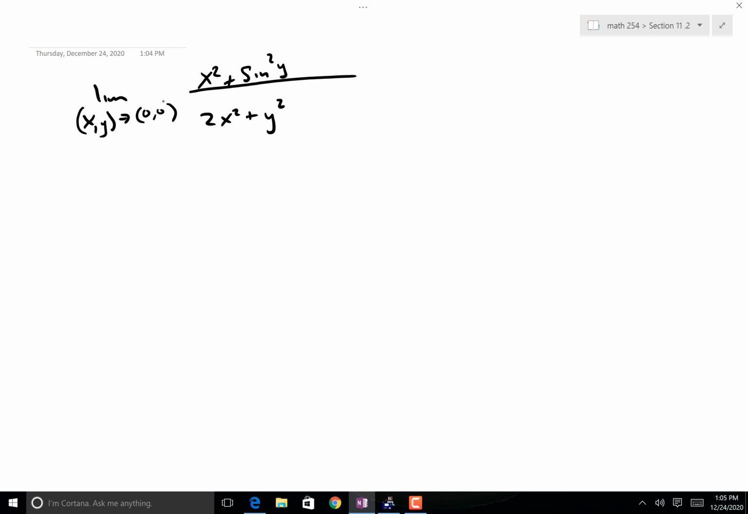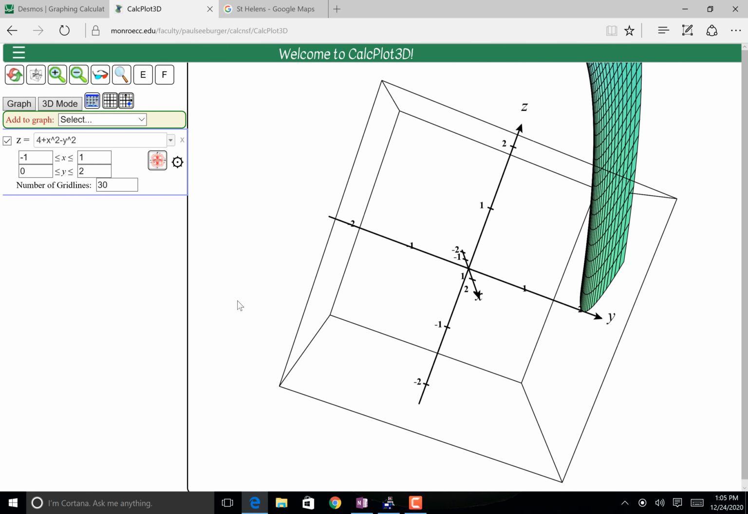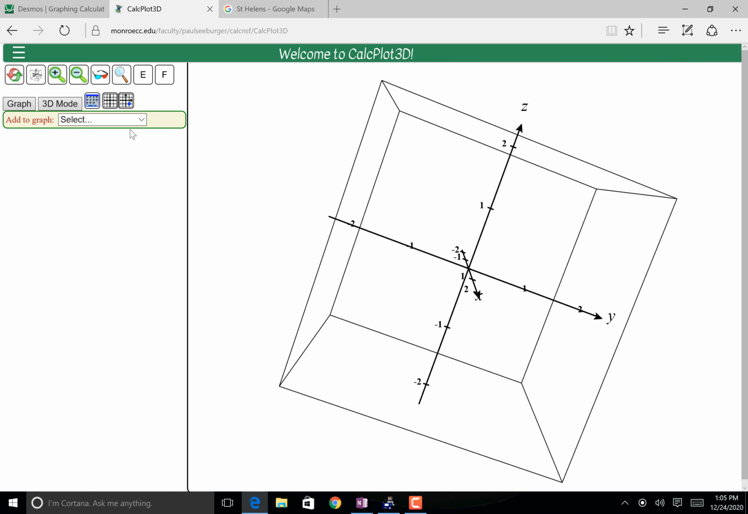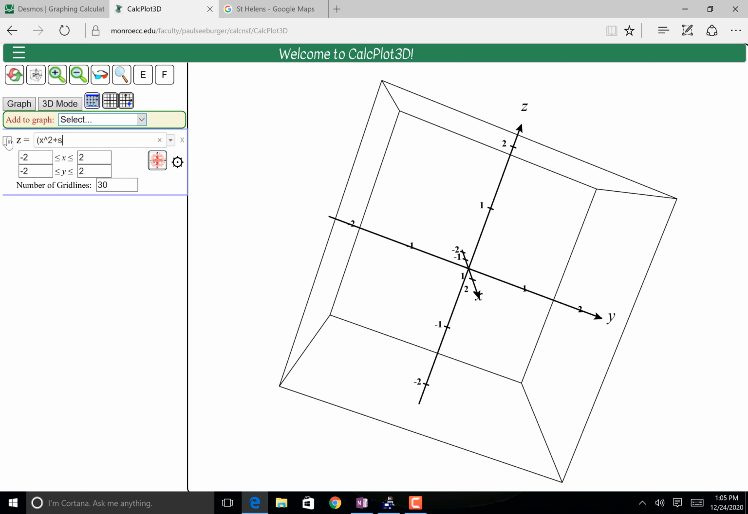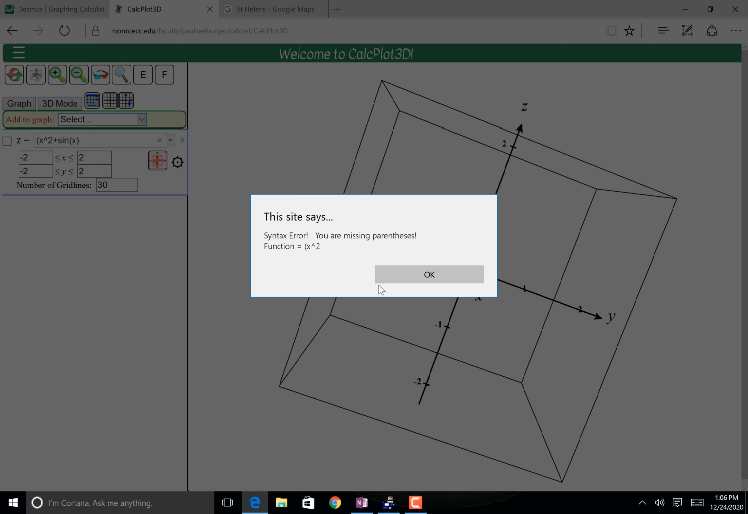So what on earth do we do here? How are we going to figure this out? This one's actually sort of interesting. Remember, back in the day, if you looked at this problem and plugged in (0, 0), you get 0 over 0, and you'd think, L'Hopital. Well, it's kind of hard to do L'Hopital in this situation, but we had other ways of making them talk. So let's punch in x squared, sine squared y.